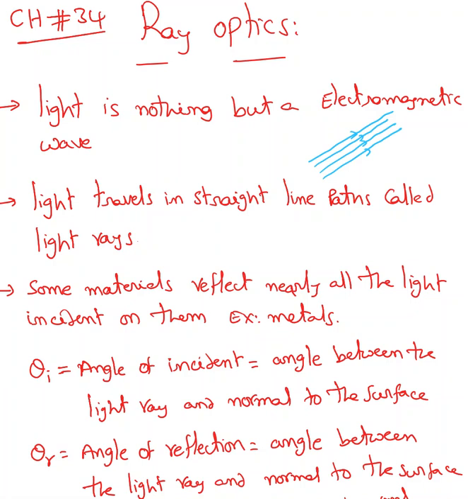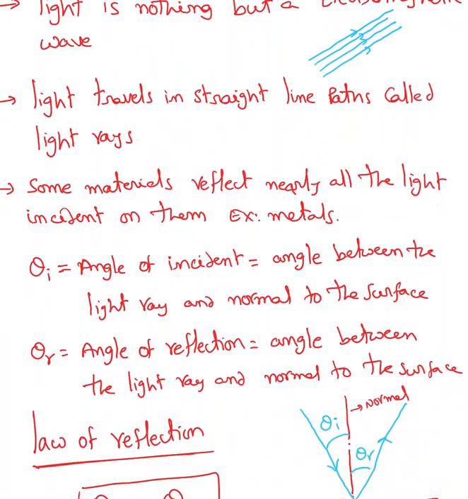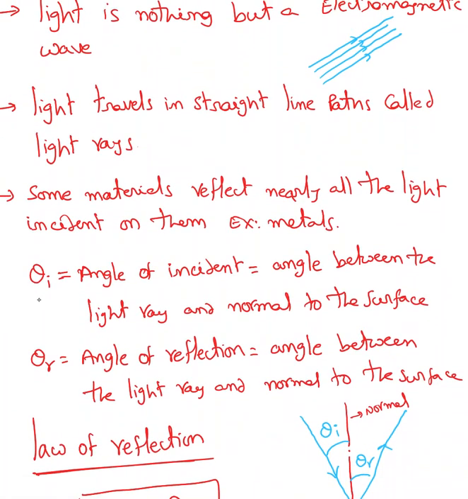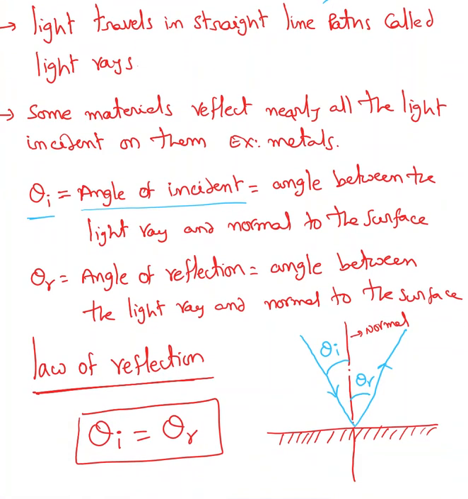Now I'm going to define two quantities. One is theta I, which is called the angle of incidence. That is the angle between the light ray and the normal to the surface. And theta R is the angle of reflection, that is the angle between the reflected ray and the normal to the surface. According to the law of reflection, theta I is always equal to theta R.